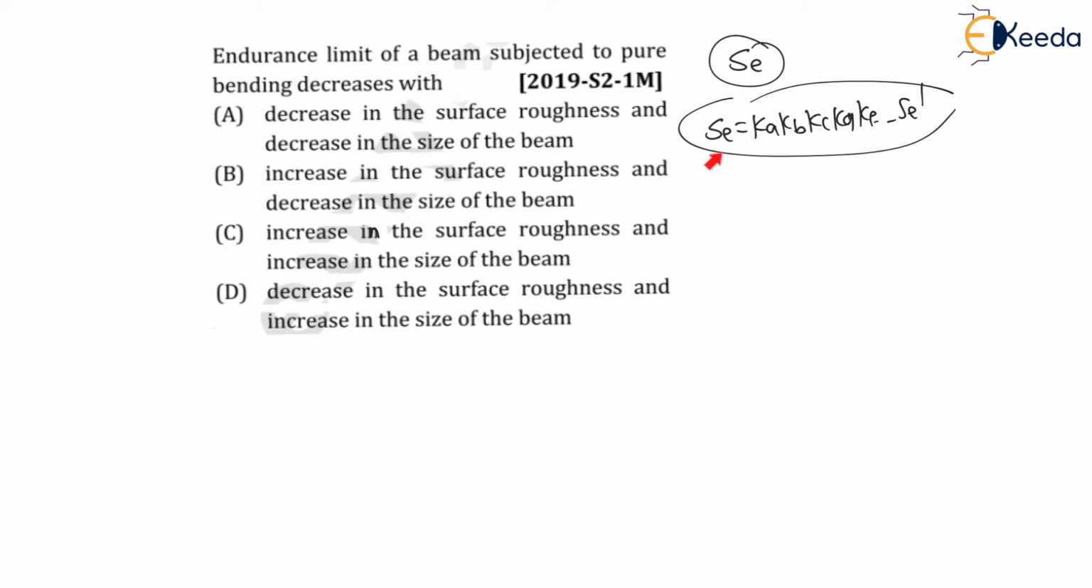Now when will this endurance strength decrease? Let us check the options. Option A, decrease in surface roughness and decrease in size of the beam. Option B, increase in surface roughness and decrease in size of the beam. Option C, increase in the surface roughness and increase in the size of beam. Option D, decrease in the surface roughness and increase in the size of beam. Means overall they are saying, if surface roughness and size increase or decrease, then what will happen to this endurance strength? That we have to check.